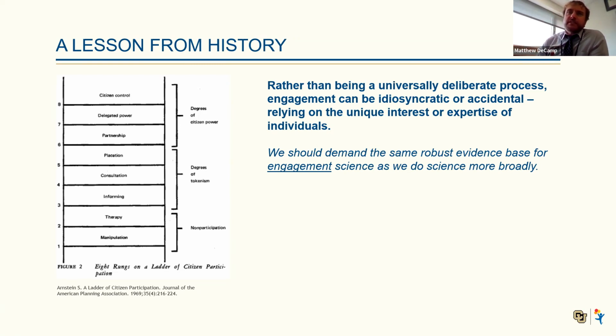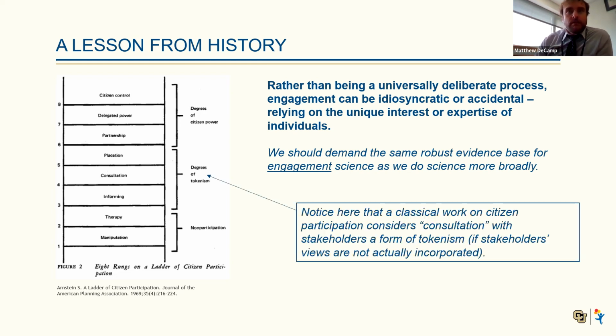I also think there's an important lesson when we see across the board different spectra of engagement. You may have seen that Matt Wynia showed a spectrum of engagement, and in fact, many of these spectra link back to Sherry Arnstein's work in the 1960s and this ladder of citizen participation on the left. A lot of the concepts translate, but if you look closely at this, we'll click. You can notice here the classical work, Arnstein's work on citizen participation, considers consultation with stakeholders, a word and a concept we often use, as actually a form of tokenism. That is, if stakeholders' views are not actually incorporated, this notion of consultation can be tokenistic. I think that to me is a bit of a reminder, maybe shakes me a little bit to think, whoa, we use consultation a lot, and yet in the original work around engagement, it's almost considered a form of tokenism. So I think an important reminder.